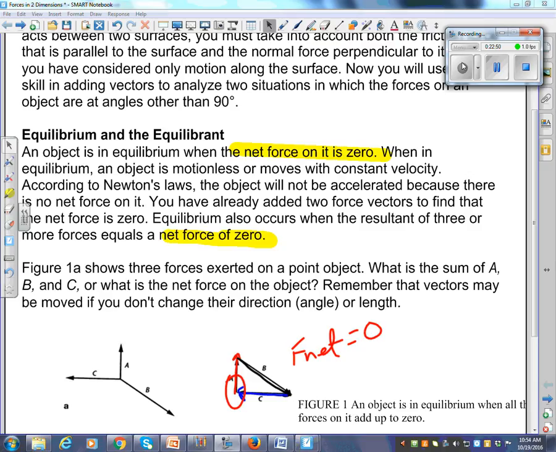So this means that the net force is zero. We would say that this object is in equilibrium, right? An object is in equilibrium when all the forces on it add up to zero.